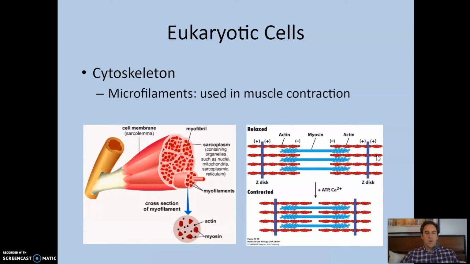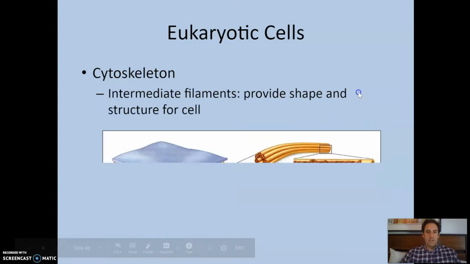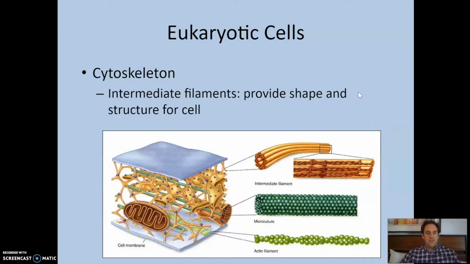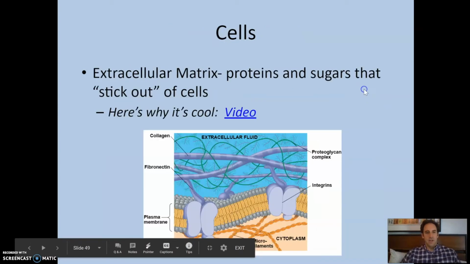Microfilaments are really just used in one place. They're used in muscle contraction. And so, something called actin and myosin. If you take human anatomy, we dive into that in a lot of detail. And then finally, intermediate filaments, they provide shape and support for the cell. So again, this is kind of that scaffolding that fills that entire cell up.